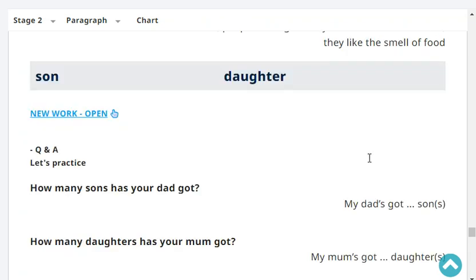Food. Very good. Okay, next. How many sons has your dad got? My dad's got no sons. How many daughters has your mom got? My mom's got two daughters. Two daughters.